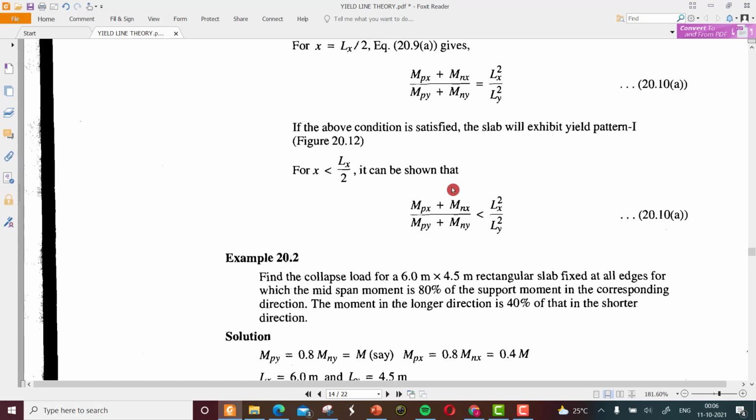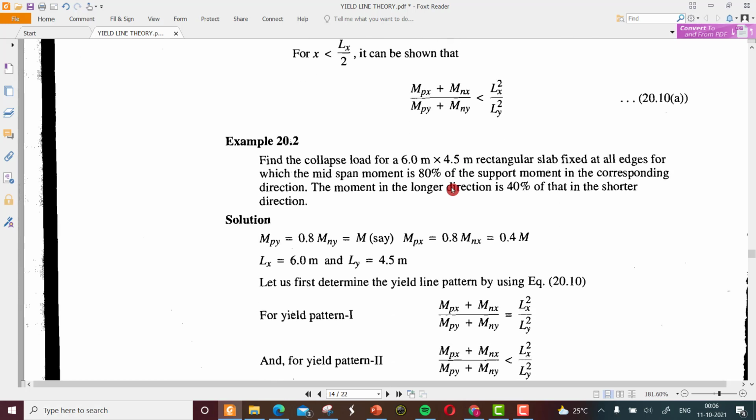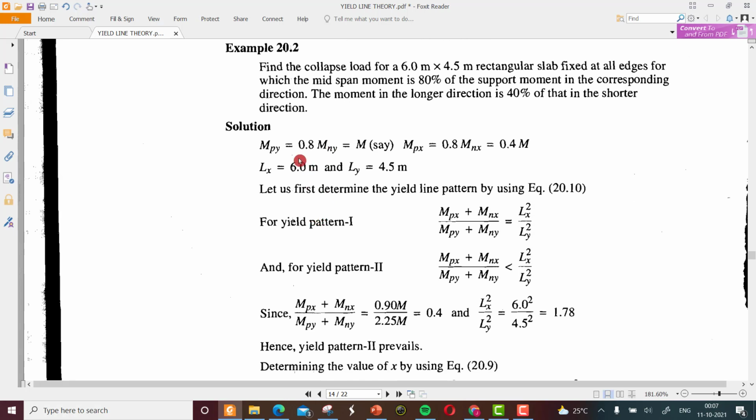So we will try to solve a problem to make the understanding better. Find the collapse load for a 6 meter by 4.5 meter rectangular slab fixed on all edges, for which the midspan moment is 80% of the support moment in the corresponding direction. The moment in the longer direction is 40% of that in the shorter. So these are the given parameters.